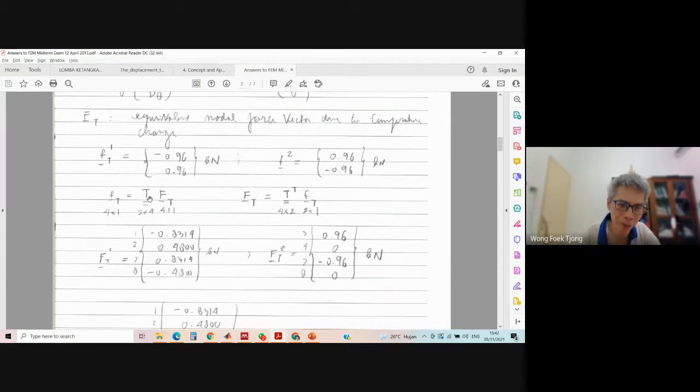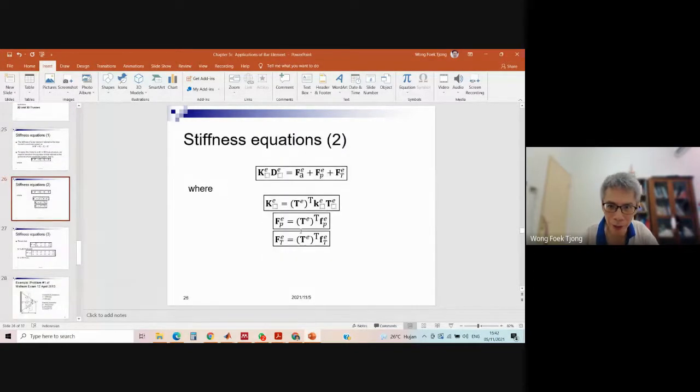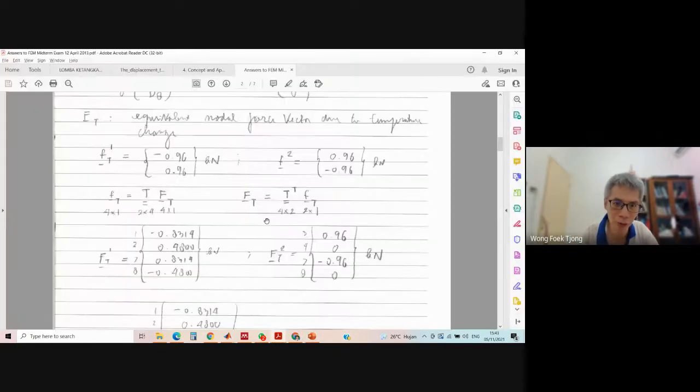What is the transformation? The transformation matrix that we use here, I just use this formula, okay? Don't worry. T transpose Ft, okay? Compute the equivalent nodal force, but we express it for element 1 and 2 in terms of global components. This is in terms of local components, this is global. So use this one, for element 1 and 2, we get this one.